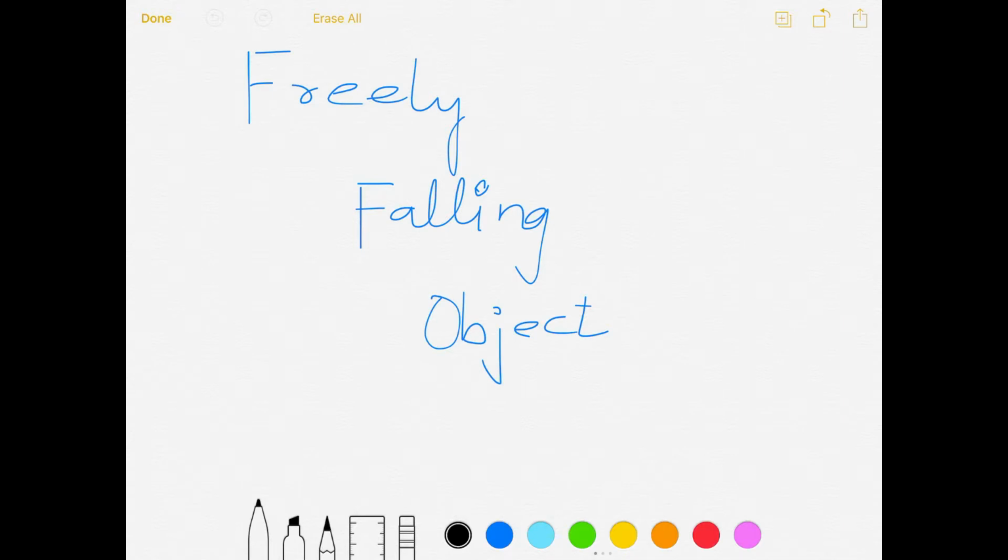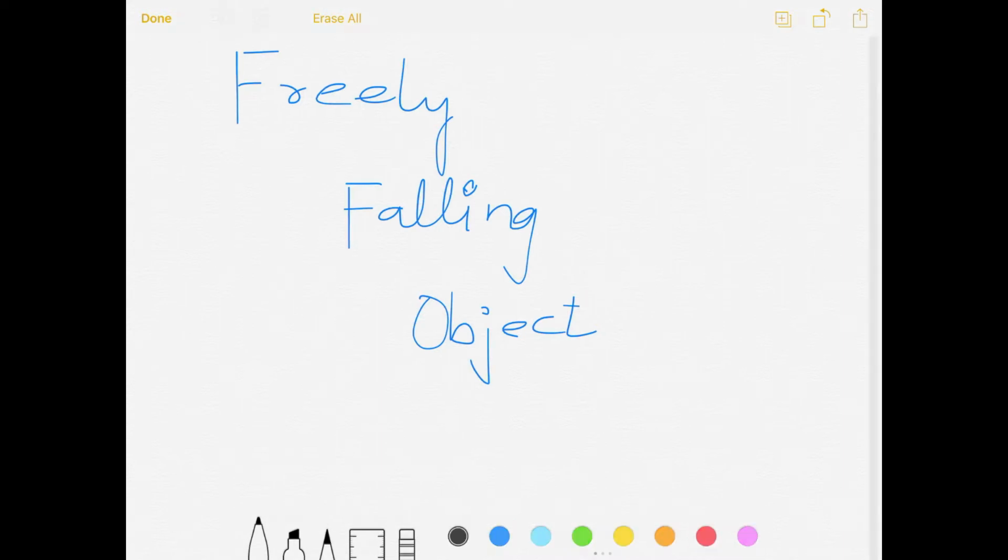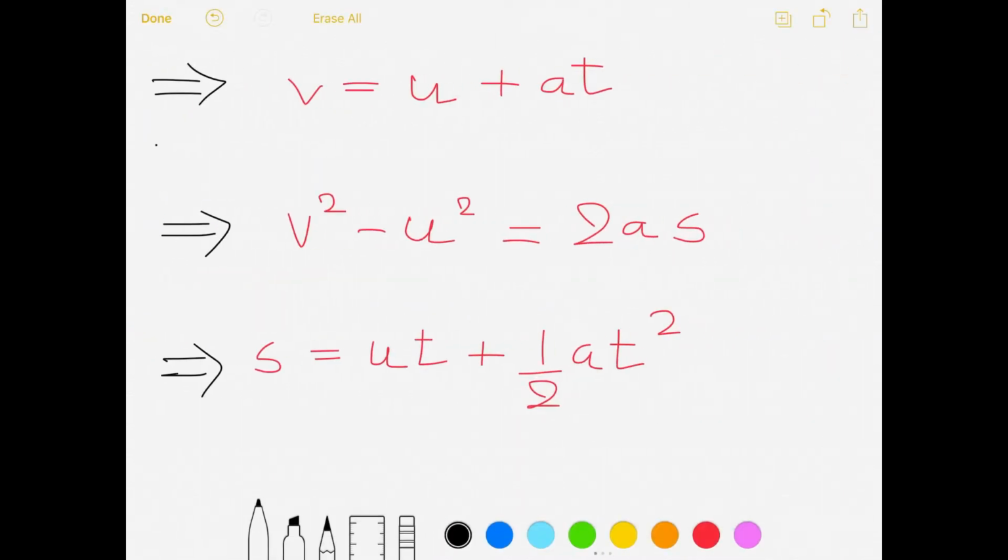Today we are going to talk about the freely falling object. But before talking about that, we must be aware of those three equations that are used for an object which is performing uniformly accelerated motion. So let us start and revise those three equations, and then we will move on with our discussion. Those three equations look like this.